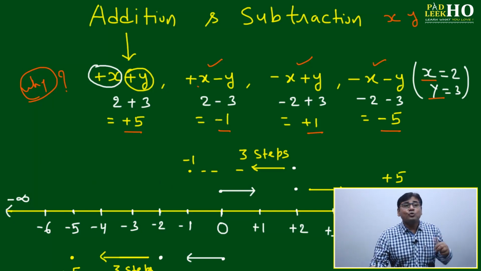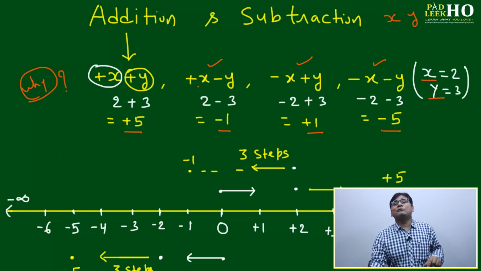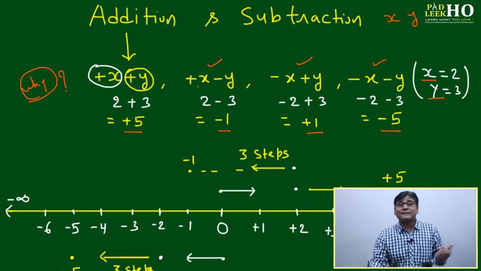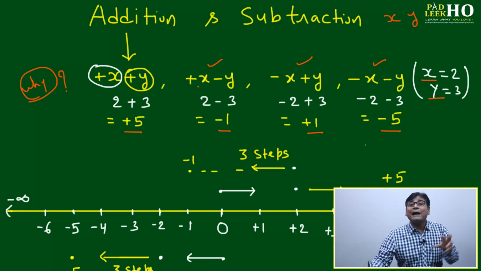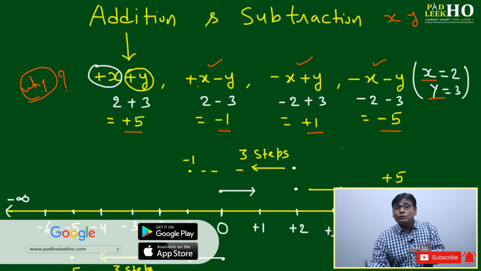2 plus 3 is 5. 2 minus 3 is minus 1, and minus 2 plus 3 is plus 1, and minus 2 minus 3 becomes minus 5. But in place of this, if we do minus 2 multiplied by minus 3, it becomes plus 6. The multiplication of two negative numbers becomes positive. How is it happening? You cannot give the answer based on memorized theorems or memorized formulas. You will not be able to give it.